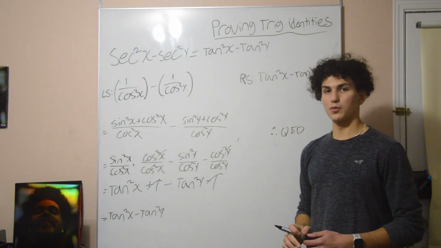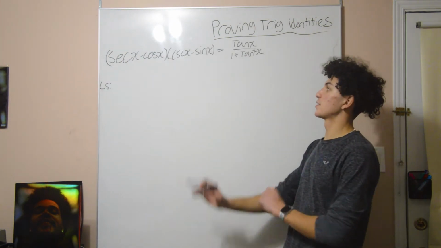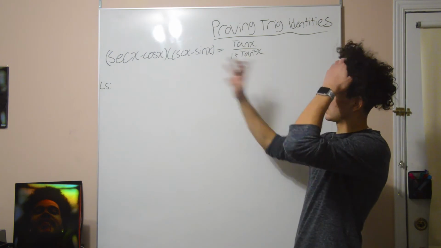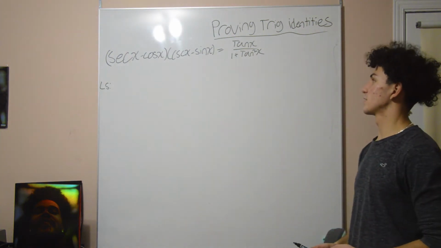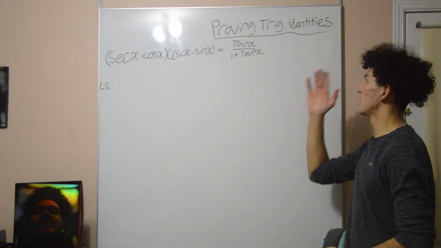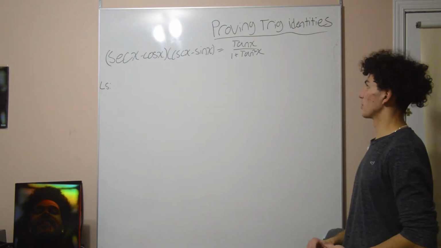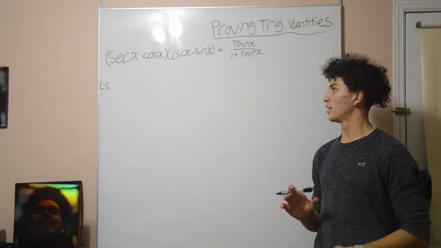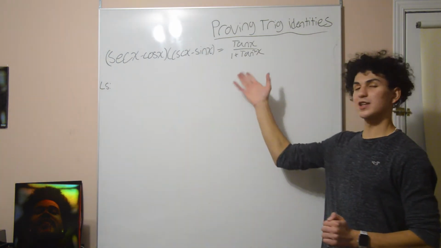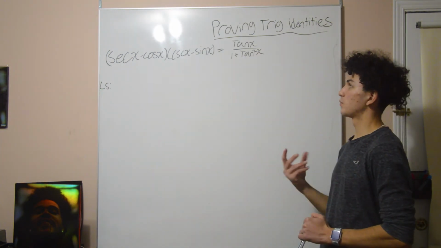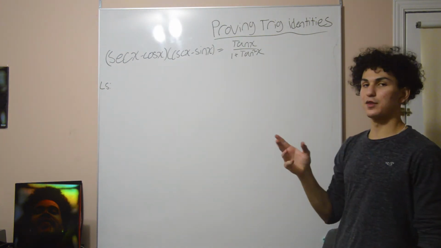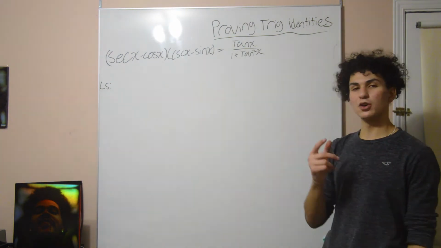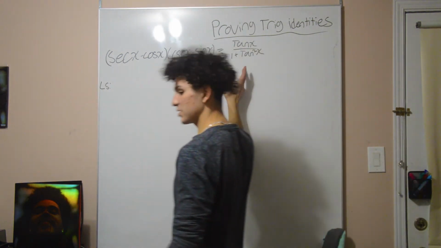Let's do a couple more. Okay, let's do the next. So here is secant of x minus cos of x times cosecant of x minus sine x equals tan x divided by 1 over tan squared x. Now, which side do we want to play with here? Well, personally, I'd play with that side, but it's up to you. You could, in theory, play with this side. And you know what? Just to switch it up a bit, let's do that side.